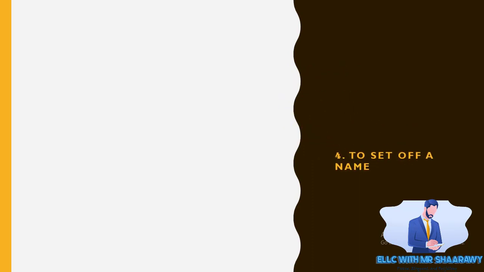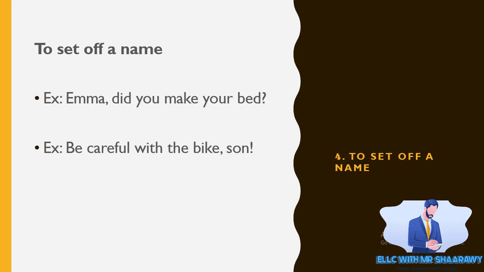Number 4, to set off a name. If you like to mention someone in your sentence, you would use a comma. Emma, did you make your bed? So this is how we use it. You will need to use a comma here.